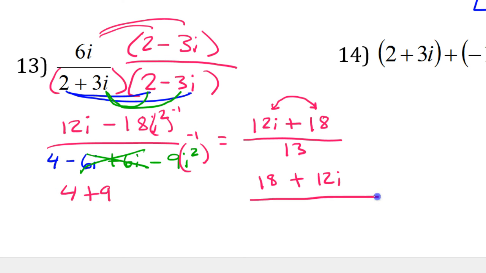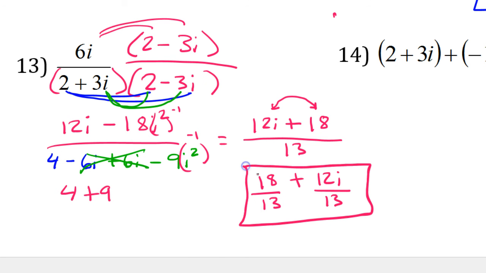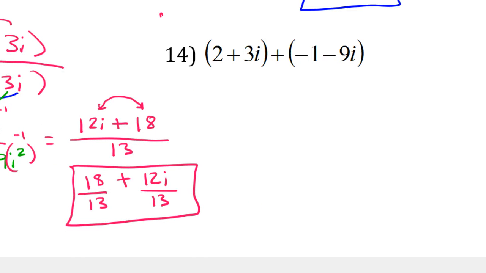Second, instead of writing one big fraction and putting a 13 under it, I'm going to take the 13 and write it separately under each side, because we're supposed to write it in the form a plus bi. All right, not like one big fraction. Okay, so that's what I'm going to do. I will take this 13 and write it twice. And that's my answer. All right, better practice that one, you guys. You guys really have trouble with it.